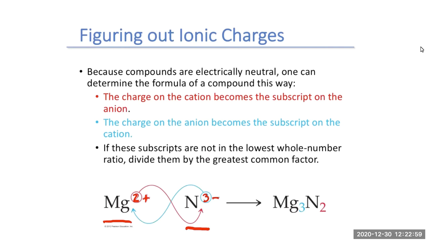So what you do is you take the charge from one side, so you take the charge for magnesium, the +2, that becomes the subscript for nitrogen. And then the charge, the -3, the 3 becomes the subscript for magnesium. So that's how we get Mg3N2. One thing to note, the charge, the plus or minus, goes away. Only the number of it stays. So that's how we get Mg3 and not Mg-3.